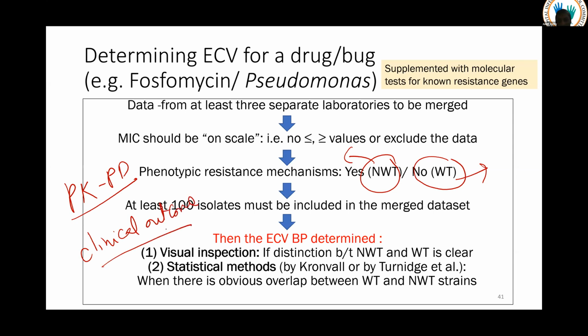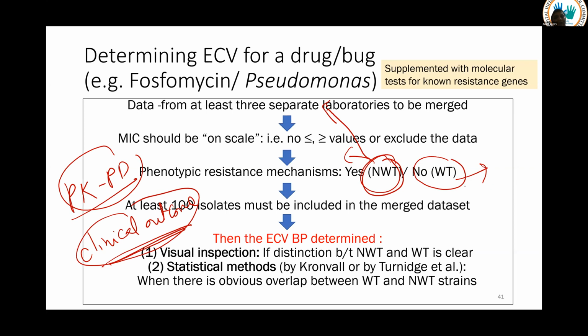PKPD parameter means whether the strain is always going to achieve the same serum concentration and is clinically effective. Clinical outcome data is whether it is clinically effective or not, whether it is going to inhibit the organism in vivo inside the patient. So, because these two data are not available, initially you will place them into an ECOF breakpoint.